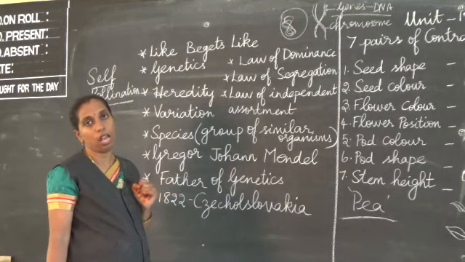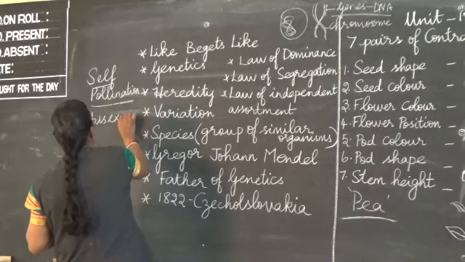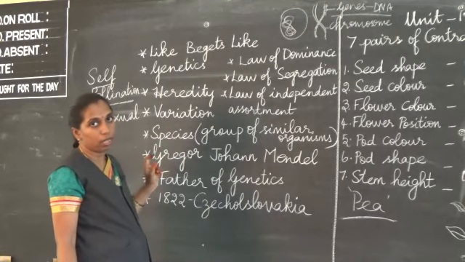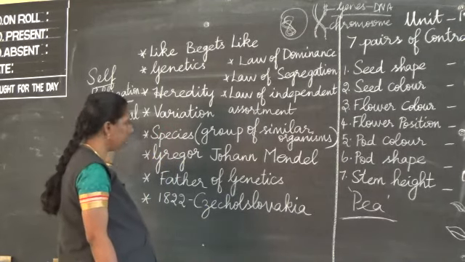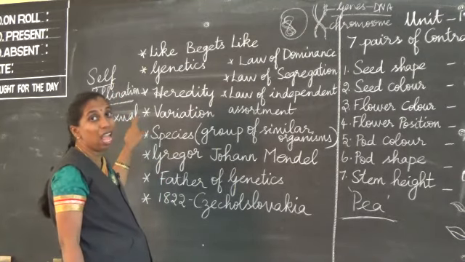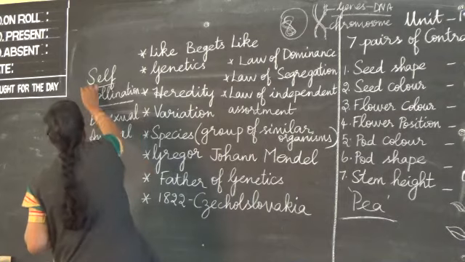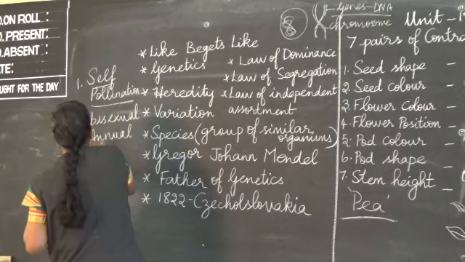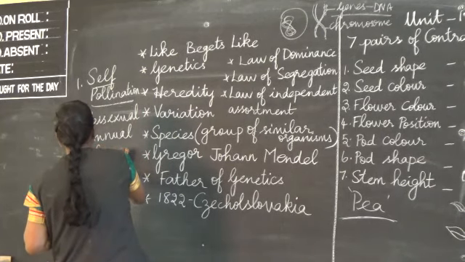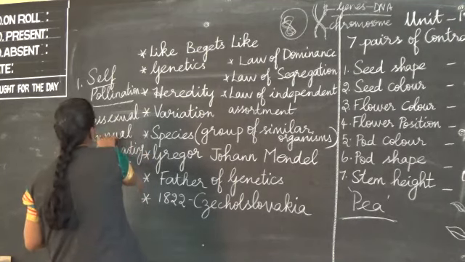And the other reason is it is a bisexual plant. What do you mean by bisexual plant? It means both the male and the female part are present in the same flower. It is called a bisexual plant. And it is an easily self-pollinating, bisexual plant. And it is an annual plant. For certain reasons, he selected this plant. And the fourth one is, he was able to see different contrasting characters.